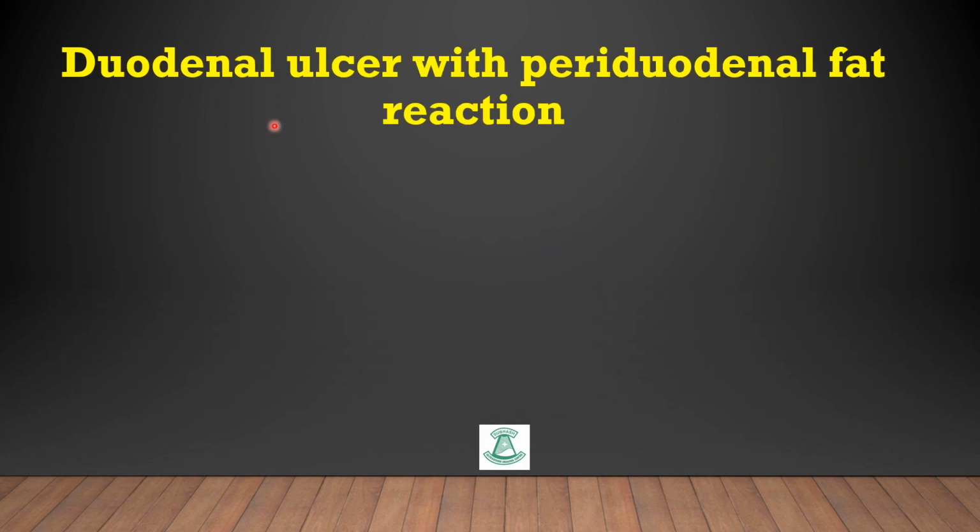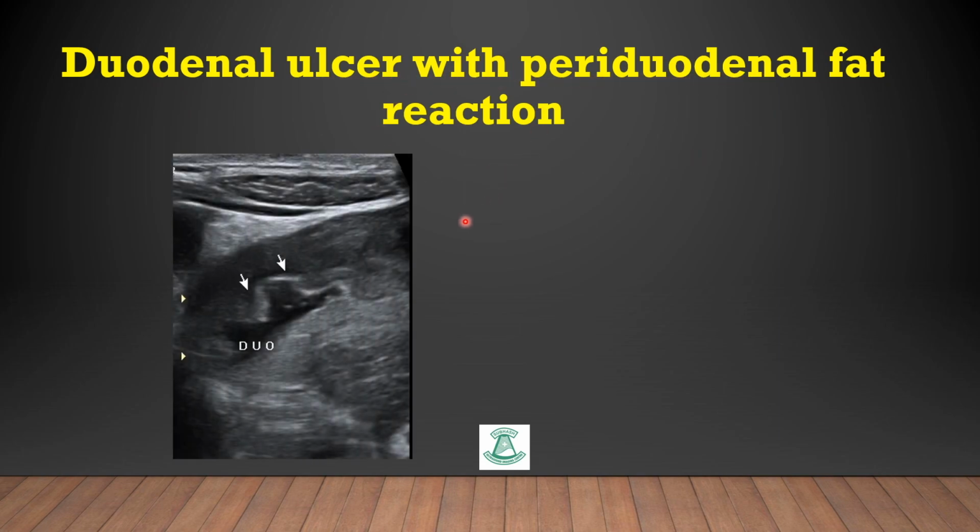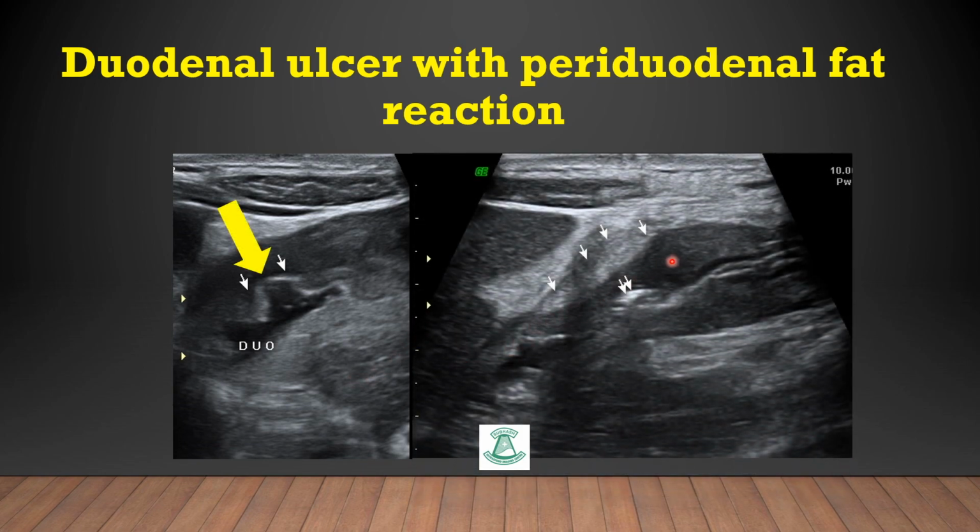Now this is another case showing duodenal ulcer with periduodenal fat reaction due to periduodenal inflammation and duodenitis. This is the ulcer crater shown by arrows with typical hypoechoic mural thickening and adjacent defect in the lumen with echogenic ulcer crater. And this is a longitudinal scan of the duodenum of the same case showing echogenic fat reaction in the periduodenal area shown by multiple single white arrows, and the ulcer crater is seen by this double arrow sign.